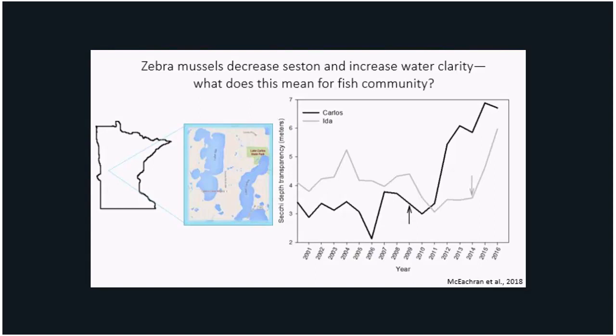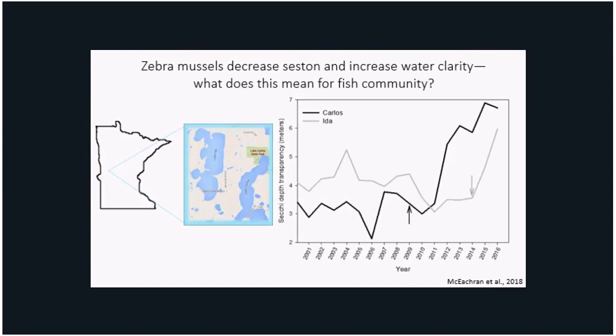Thank you. So we examined two lakes in northwestern Minnesota, Lake Carlos, which was invaded by zebra mussels in about 2009, and Lake Ida, which was not invaded by zebra mussels until very late towards the end of our sampling. We actually found the first zebra mussel in that lake. These lakes are in the same watershed and are of very similar area and depth, and therefore they provide an excellent opportunity to substitute a space-time study designed to examine the effects of zebra mussels.